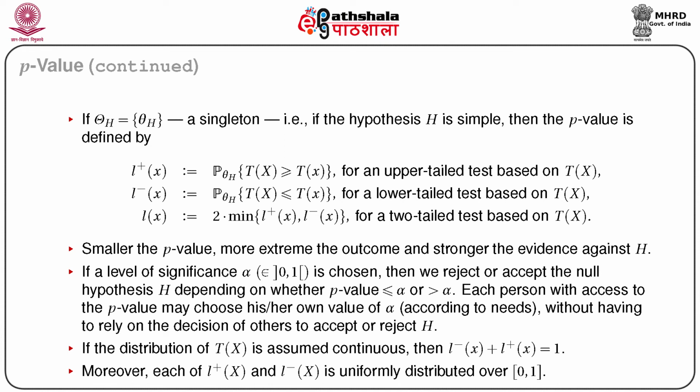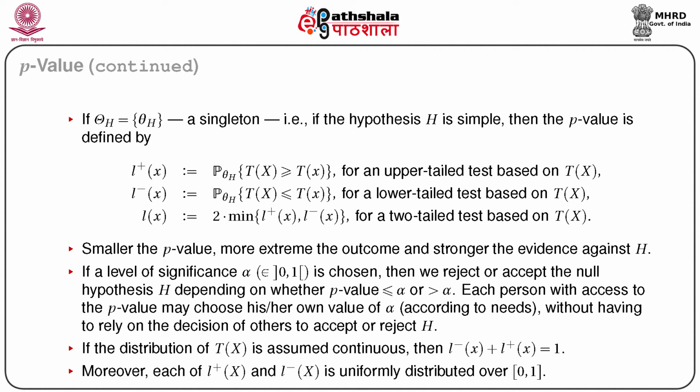When the distribution of Tx is discrete, we can modify our level actually attained by defining the p-values as follows. If the test is a right-tailed test, then the p-value is defined by L plus x equal to probability under theta, Tx greater than the observed value, plus half times probability under theta, Tx equal to the observed value.